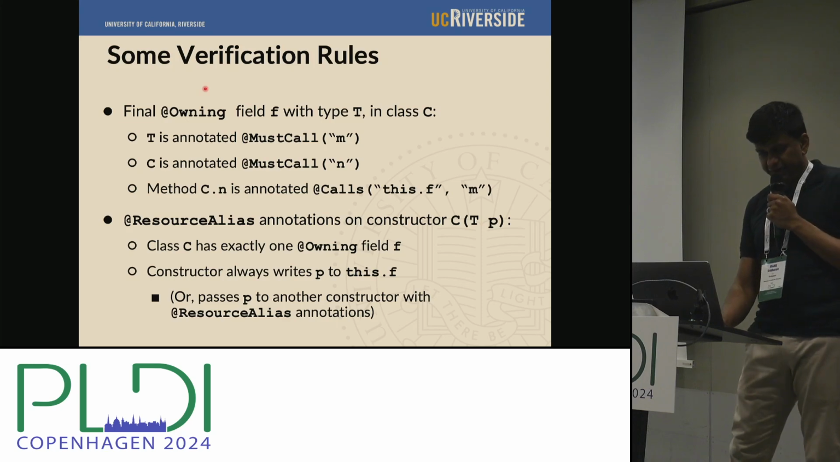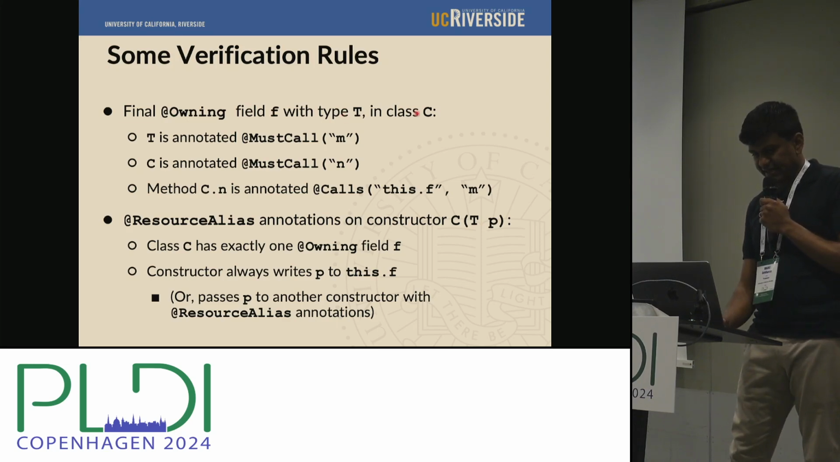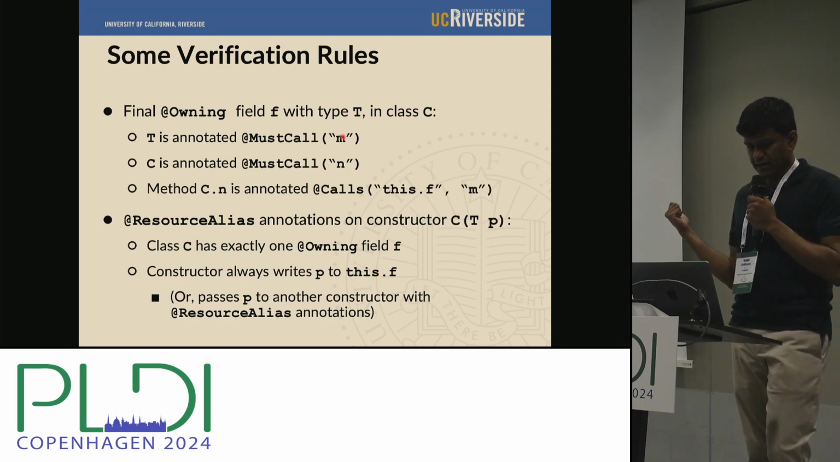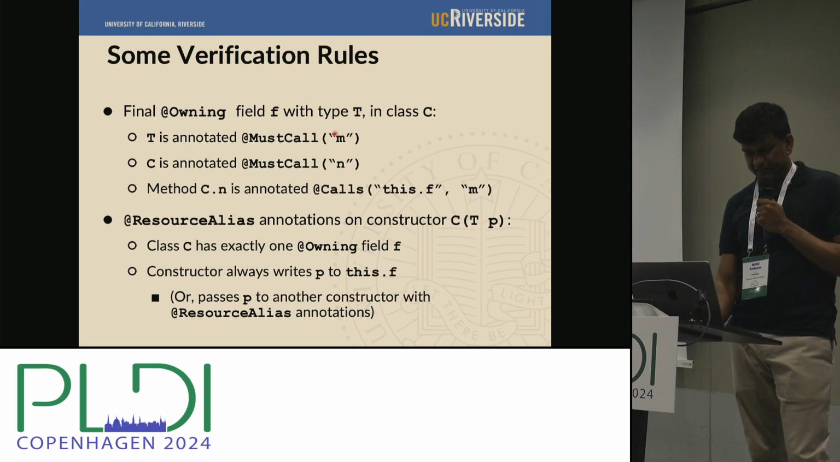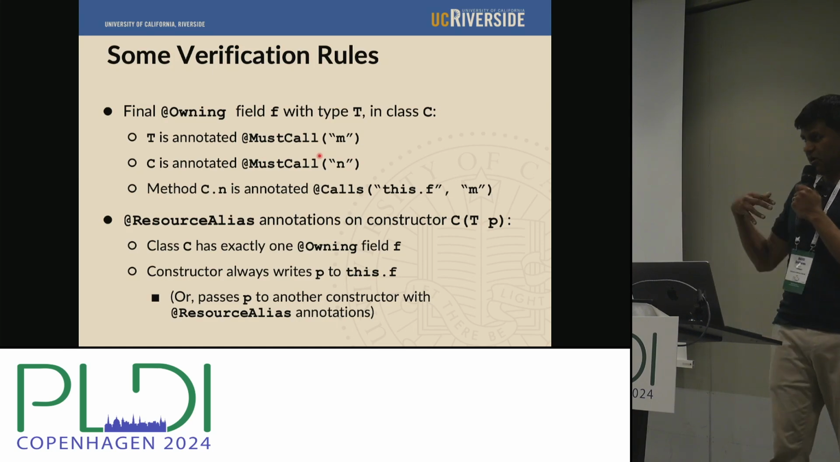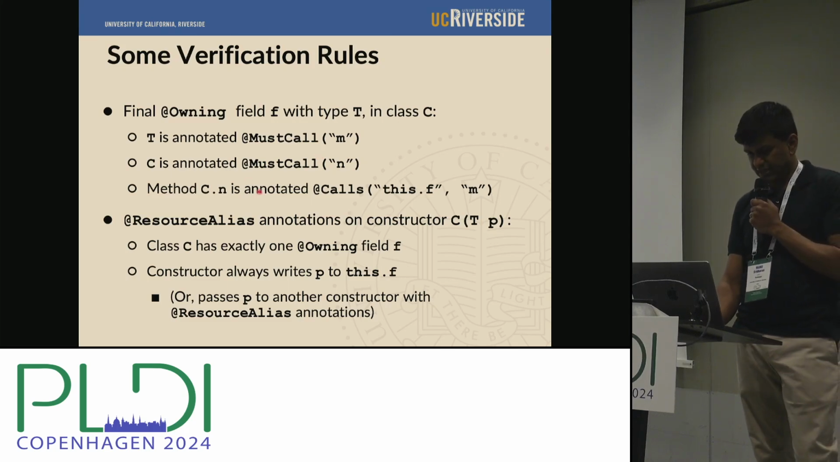So if I have a final owning field of type T inside class C, then we look and see: T is annotated must call M, right? So M is the method that always needs to be invoked on these objects, and then the enclosing class C is annotated must call n, right? Then we want to check that this n method is always going to call m on the field. So there we just check for the annotation that that n method is always going to call it.